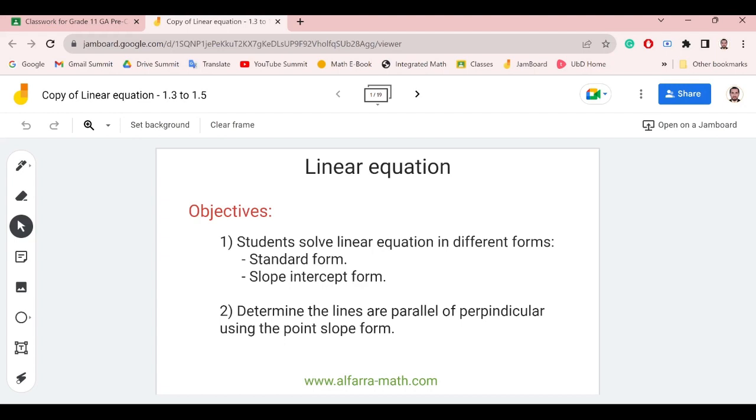Kulsum, what's wrong? Are you okay? Okay, girls. So we have two objectives, and don't forget to visit my website.